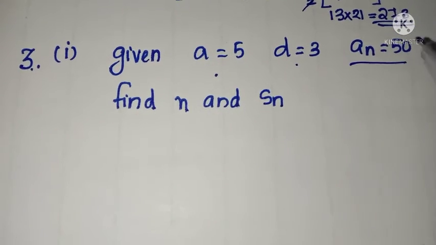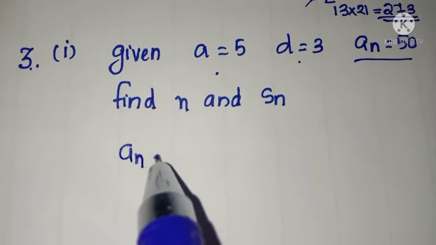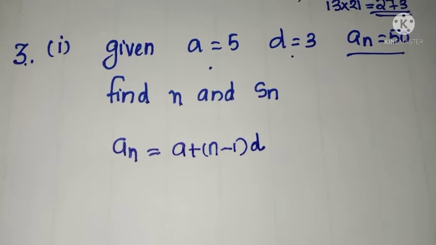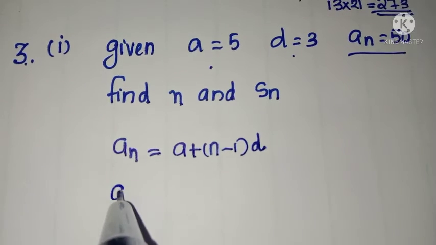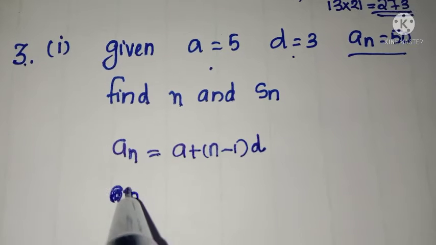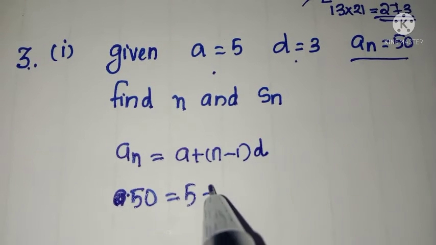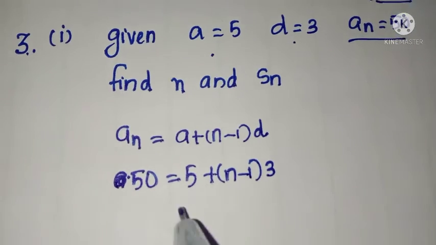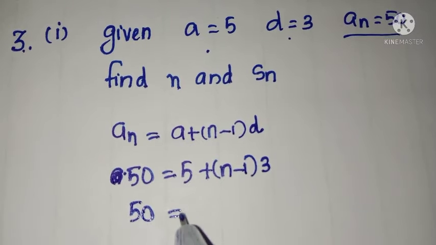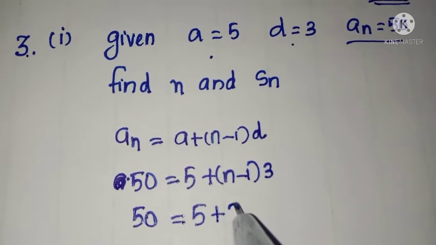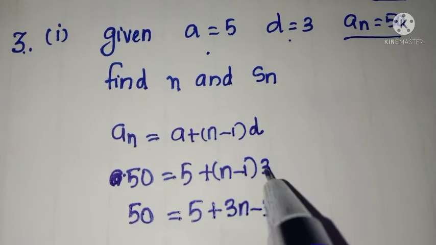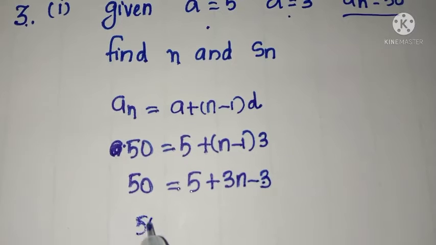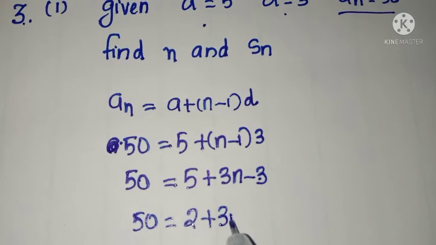So an is given. So let's start with an. An is obtained by a plus n minus 1 into d. So here an equal to 50, a is equal to 5 and d is equal to 3. So put all these values here, we get 50 is equal to 5 plus 3n minus 3. Just open the bracket. Now 5 minus 3 is 2. So 50 equal to 2 plus 3n.